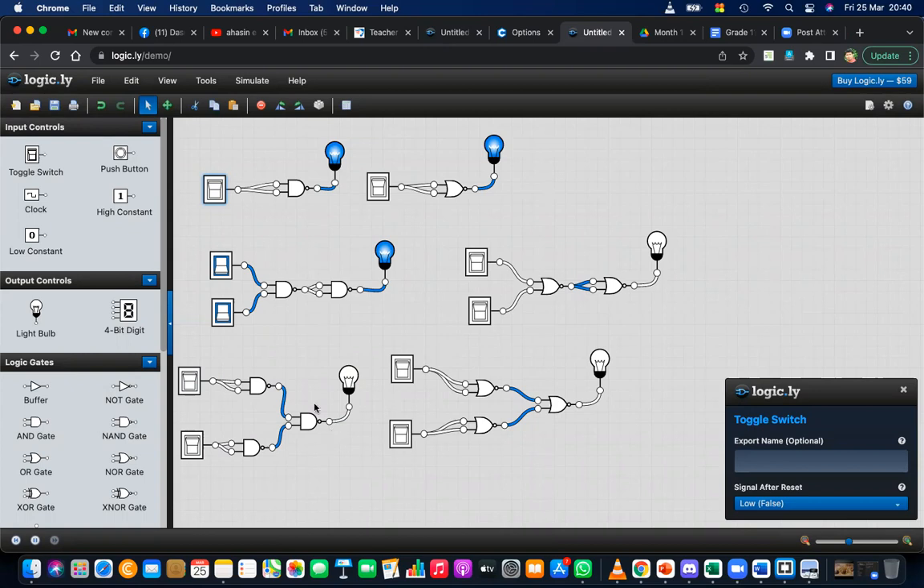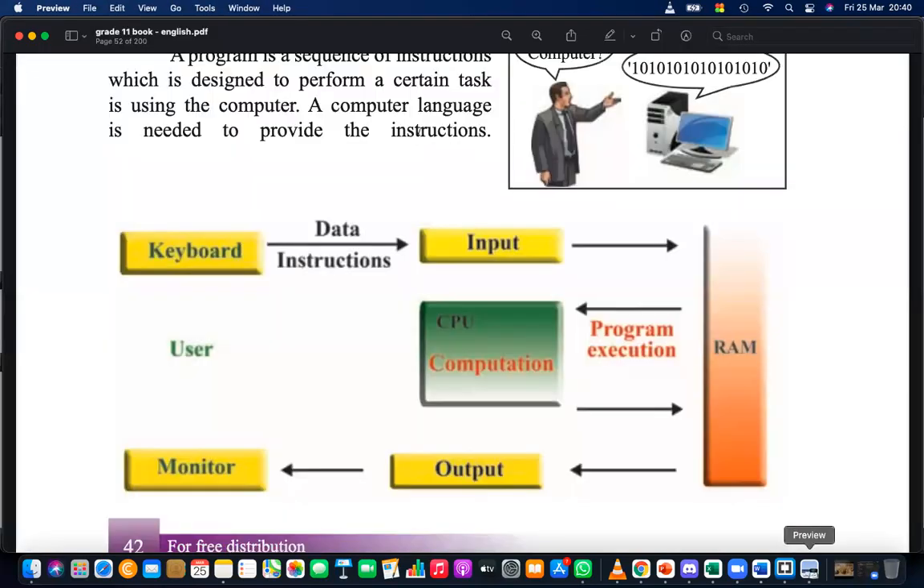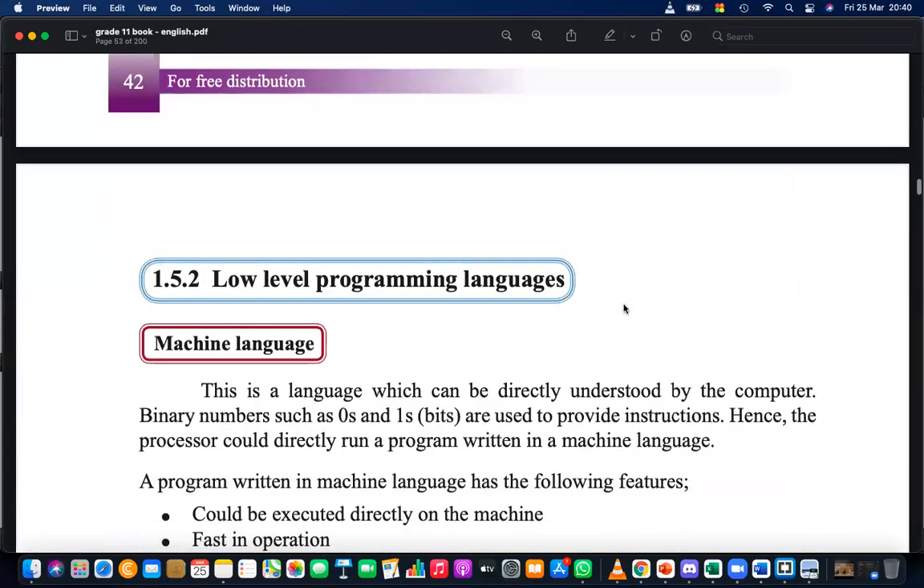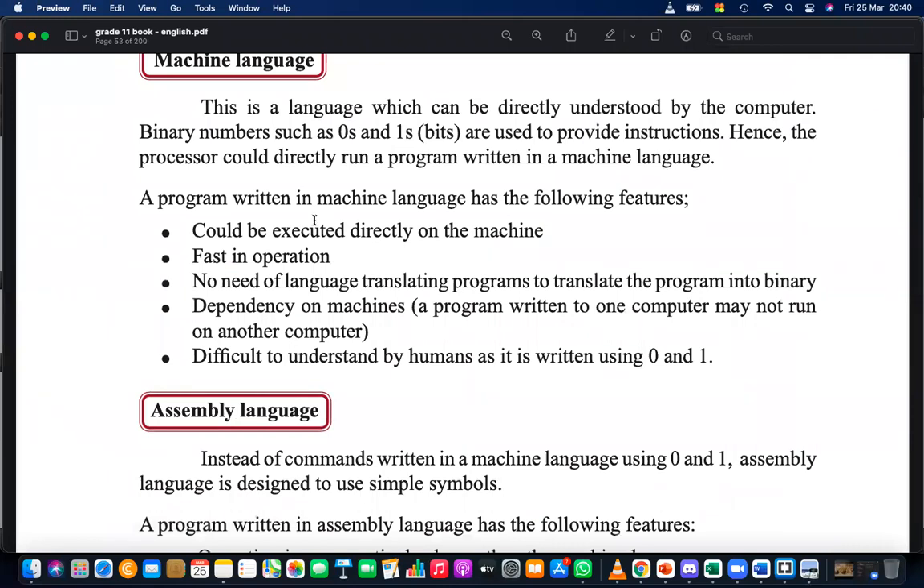So this is another machine. Different machines have different codes. So we can say the machine language is what is represented, right? Binary numbers are used to provide instructions. No, this is wrong, right? Binary numbers are used to represent the instructions provided. That is the correct way of saying it, because computers cannot understand 1 and 0. No way, right? But they can understand what is represented using this 1 and 0.